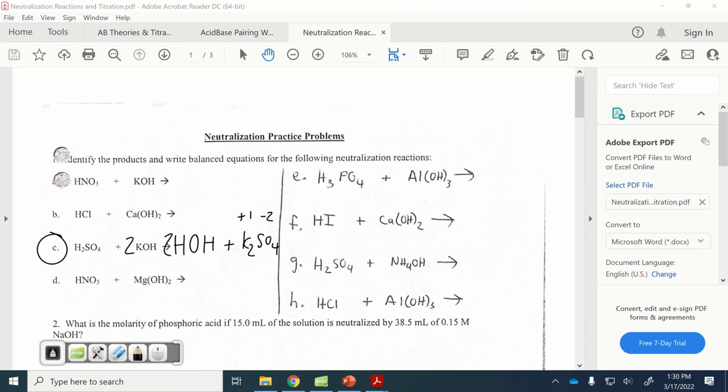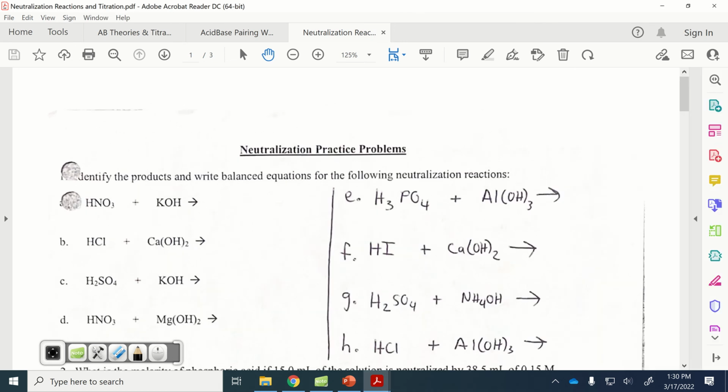If I jump over to this side, I'm going to do letter E, that's probably my last one. I'm going to form HOH plus AlPO4. Well, Al is plus 3, PO4 is minus 3, so that's actually balanced. I got 3 H's, so I need 3 over here. 1 PO4, 1 PO4, 1 Al, 1 Al, 3 OH's, 3 OH's. So those are basically other types of problems looking at neutralization.